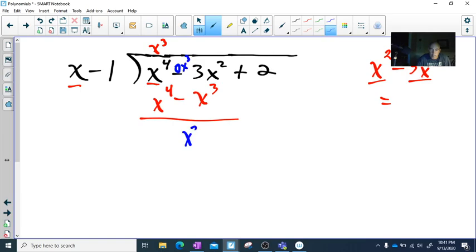That's going to give me a positive x to the 3. Okay, I'll show you that again. There's 0x to the thirds up here. Subtract a negative x to the 3. I'm going to get positive x to the 3. So we've dealt with x to the thirds.